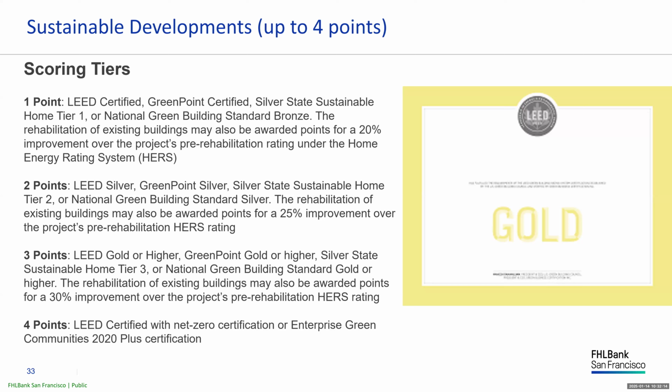Also, be aware that new construction projects are not eligible for points related to an improvement over an existing HERS rating. Scoring credit for this type of certification is limited to only renovations.